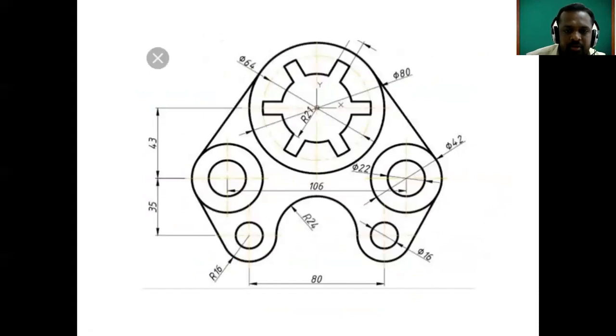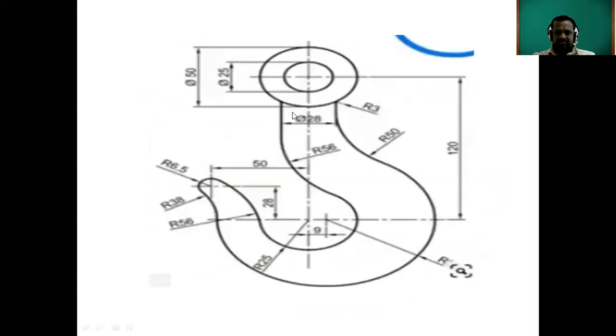Can I draw this? Yes, tell me how to draw this. Or can we take this figure? Hook, crane hook. Yes. Then tell me, from your side, please tell me now how to draw. Up till now, I have taken a number of figures. Just you have to tell me how to draw this.